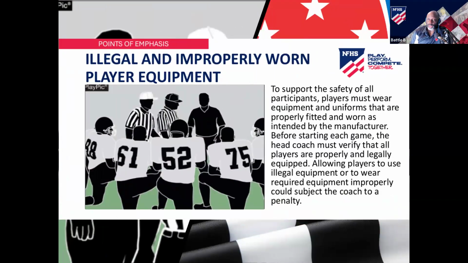All right. So, illegally and improperly worn players' equipment. To support the safety of all participants, players must wear equipment and uniforms that are properly fitted and worn as intended by the manufacturer. Before starting each game, the head coach must verify that all players are properly and legally equipped. Allowing players to use illegal equipment or to wear required equipment inappropriately could subject the coach to a penalty. Now, when did this become a rule change? Before, it used to be a foul.